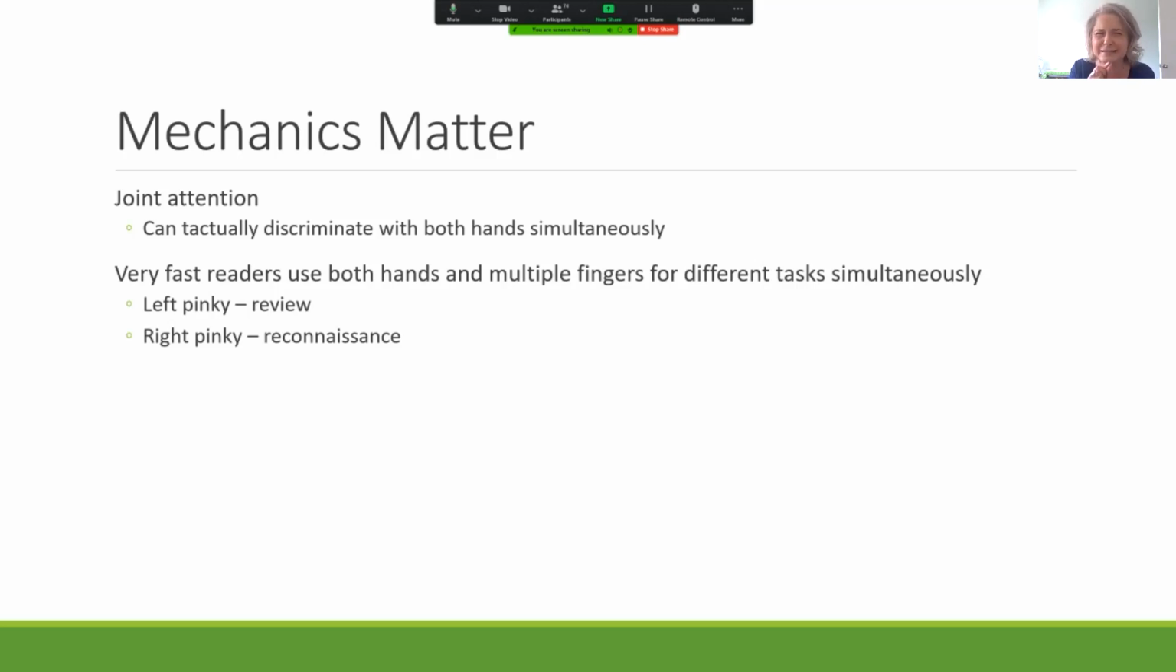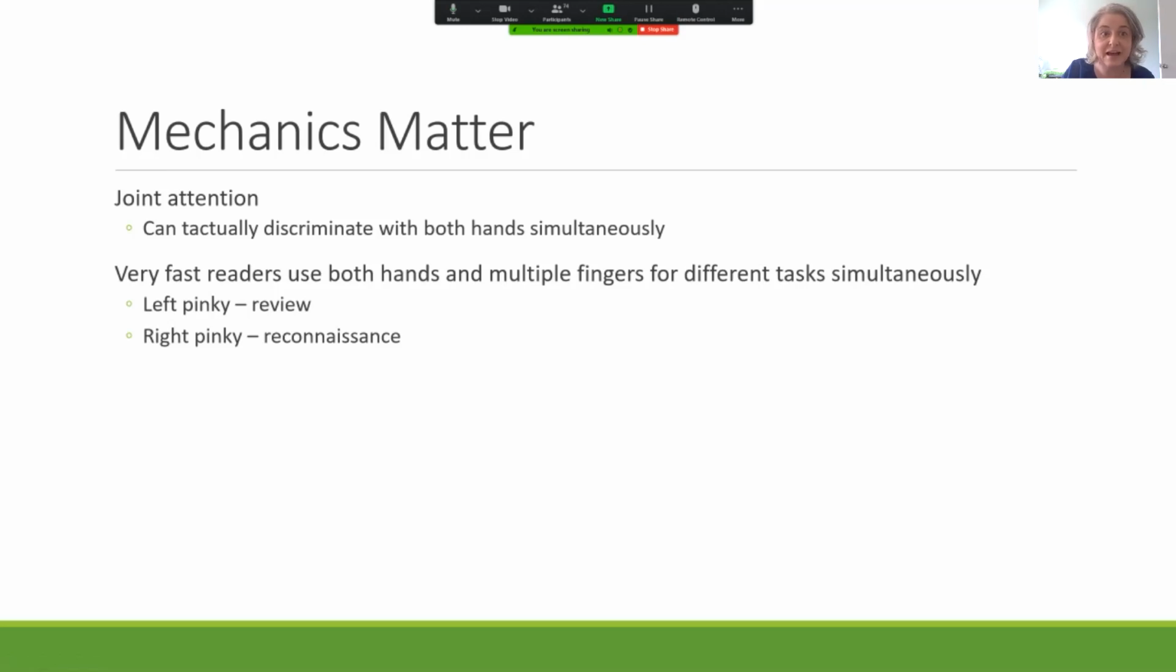Like I said, it's not exactly what you're doing, but for our intents and purposes, they were reading two different things with their hands at the same time. And that's what we need to know. Because since you can tactually discriminate with both hands simultaneously, that also means that very fast readers are using both hands and multiple fingers for different tasks simultaneously.